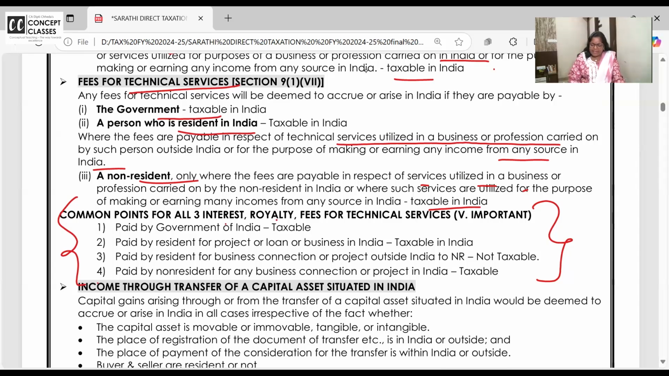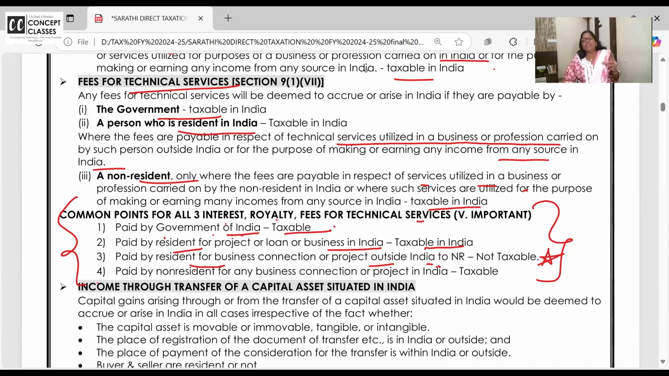Interest, royalty, fees, technical services, are they paid by government of India? Taxable. Paid by resident for project in India? Taxable. Paid by resident for business connection outside India to non-resident. Income किसके लिए? I am the payer. I am a resident, but I am paying income to a non-resident for the project outside India, not taxable.